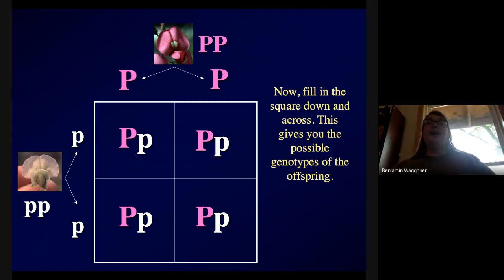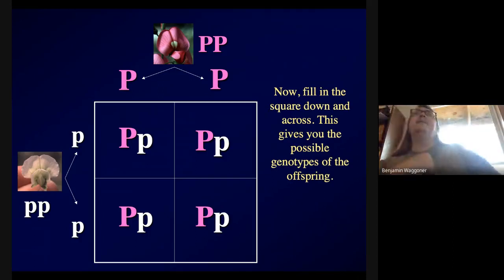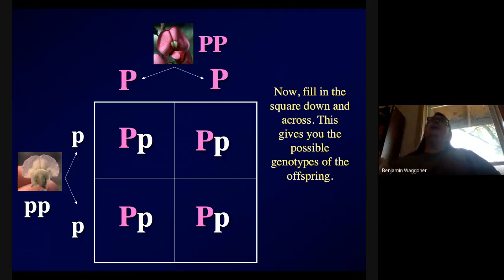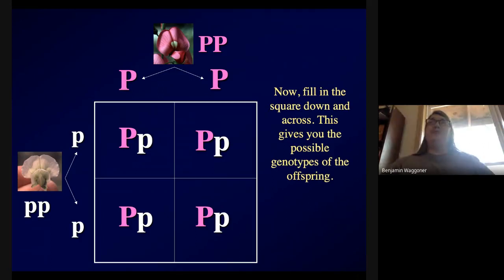And by the way, I think I forgot to define this term, but when you're describing what alleles a plant or any organism has, we call that the genotype. When you're describing what features the organism has, we call that a phenotype. So in the F1 generation, all of the offspring have the genotype big P, little p. They all have the phenotype of purple flowers.